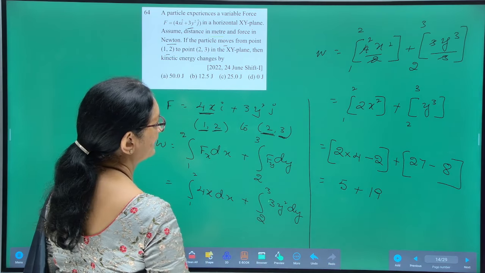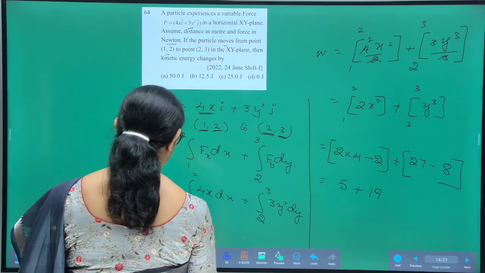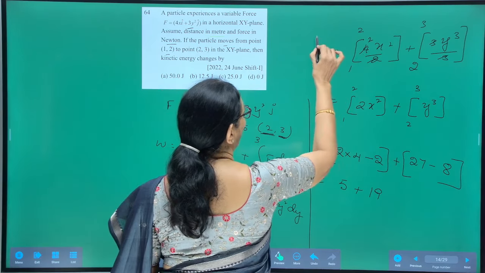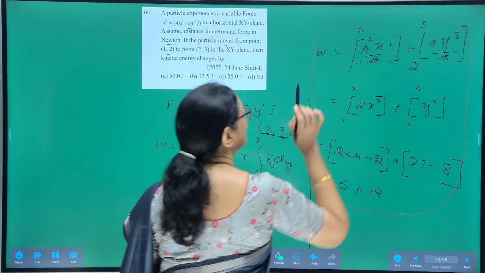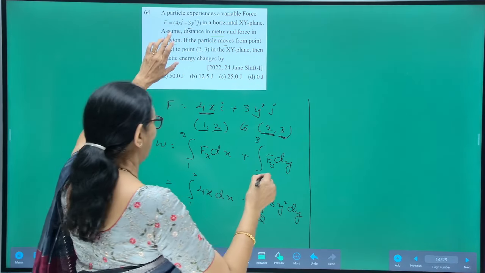So, look here, I think let us do the calculation part once again. There might be a small mistake in the calculation part. So, let's redo the calculation.